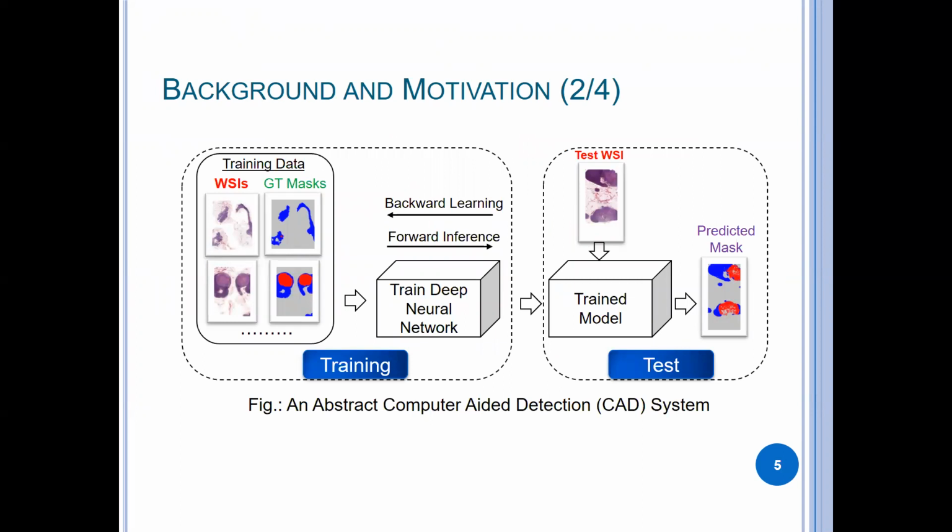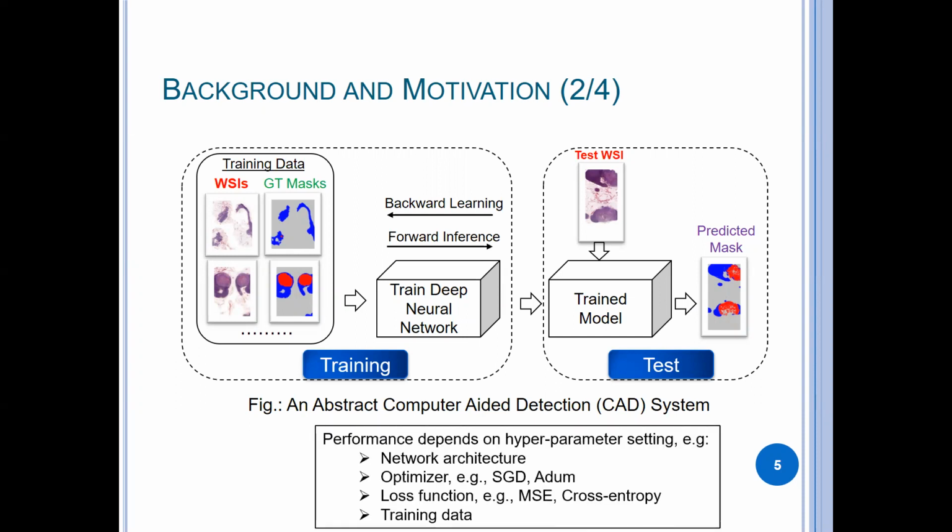Here is an abstract computer aided cancer detection system, where the whole slide images and their annotated masks are used to train a deep neural network model, and the trained model is then used to predict the annotation of an unseen whole slide image. However, the performance of the system depends on some factors, for example, neural network architecture, optimizer, loss function, training data, etc. In this research, we focus on training data.